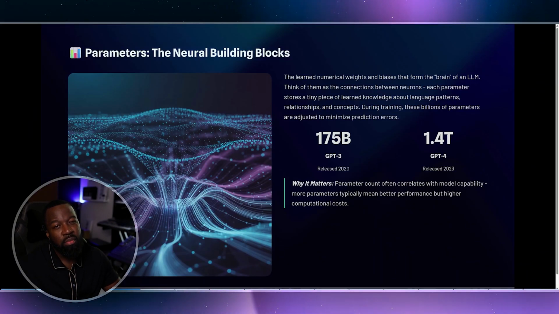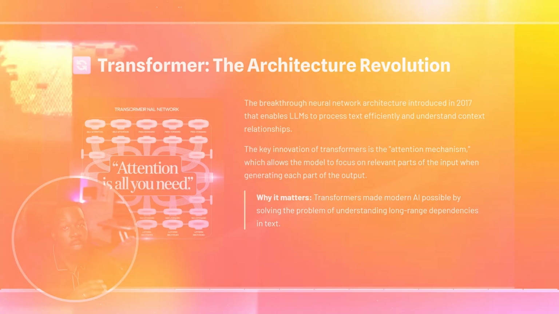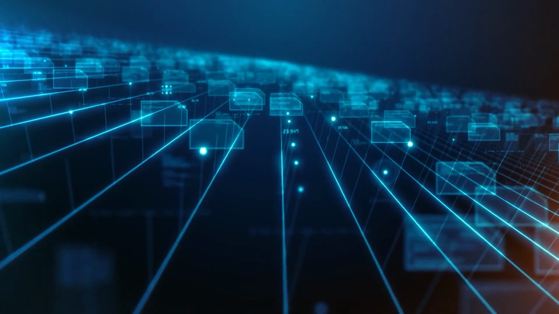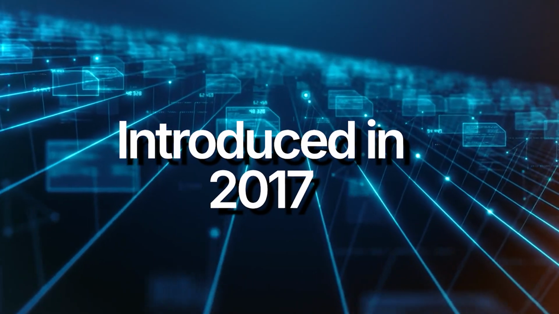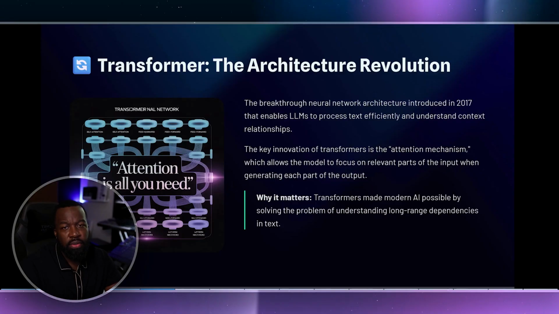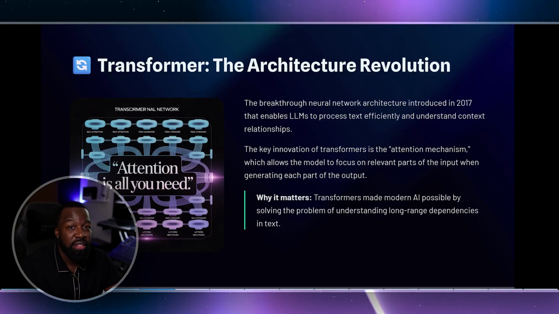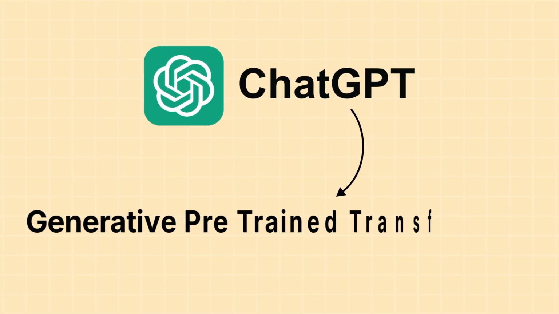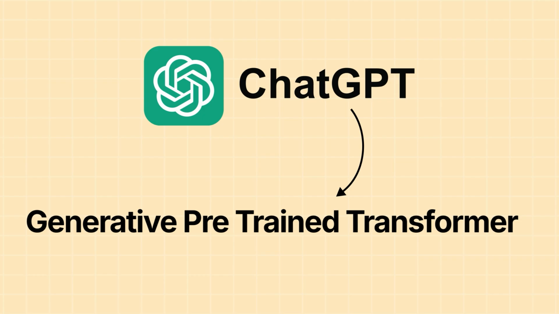So in this case, bigger is definitely not better. Next up, we have transformers. Transformers are the neural network architecture breakthrough that was introduced in 2017. This enables LLMs to process text efficiently and understand context relationships. So when you hear ChatGPT, the GPT stands for Generative Pre-trained Transformer.